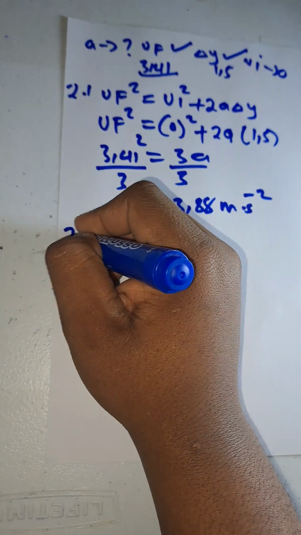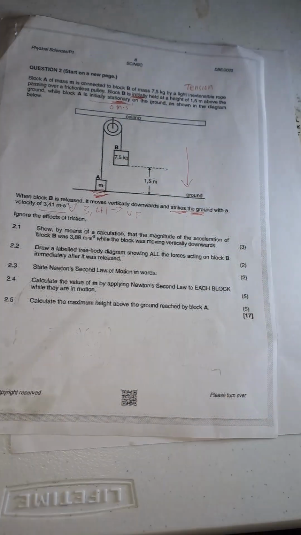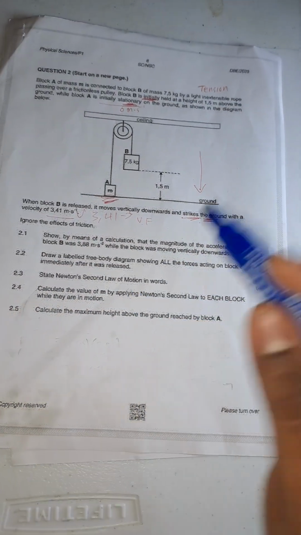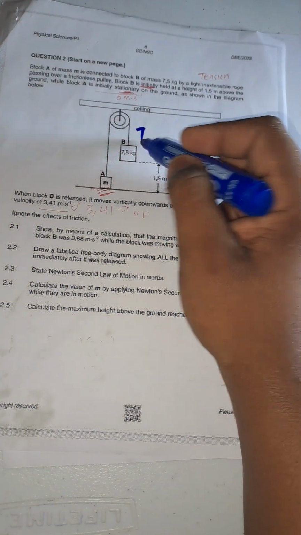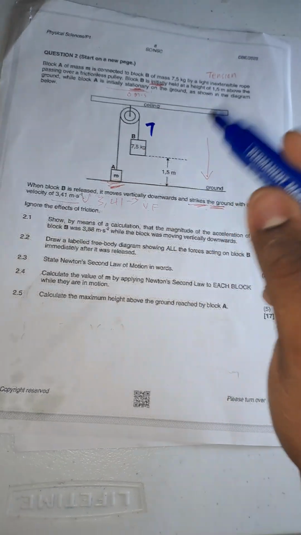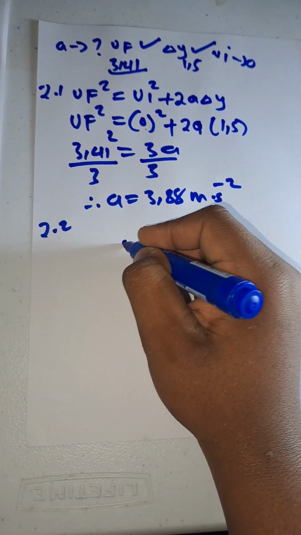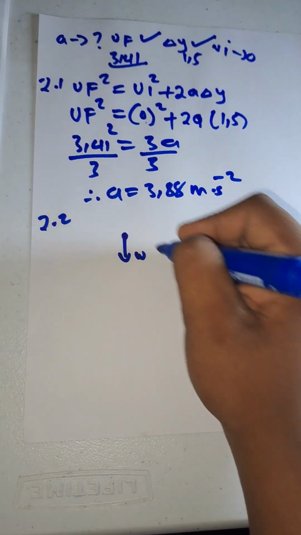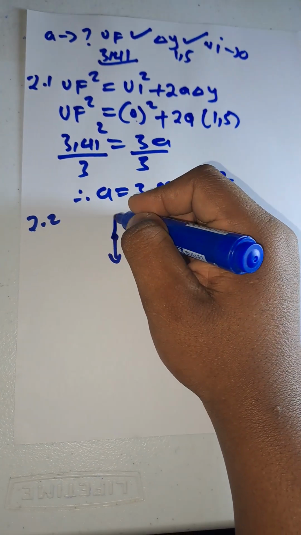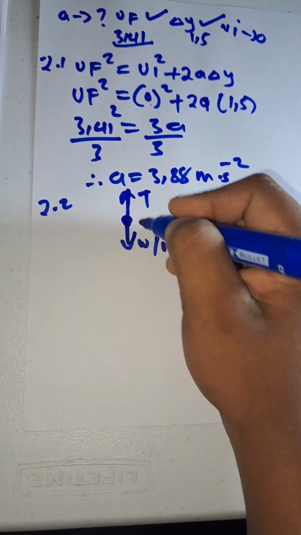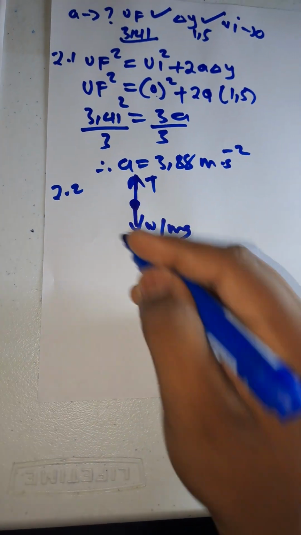So number 2.2. Draw a labeled free body diagram showing all the forces on block B immediately after it was released. So this is my block B. I have my tension here, as I told you, this is the rope. And then I have my weight there. There's no other force acting. So it is simply gonna be weight, or mg, and then my tension. Your lines will be straight, because you'll be using a ruler. Just like that.